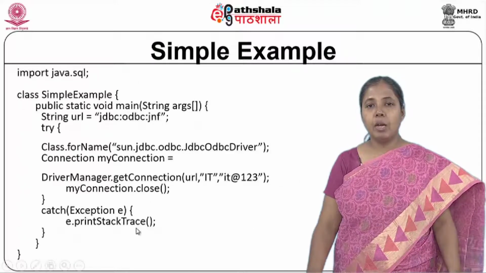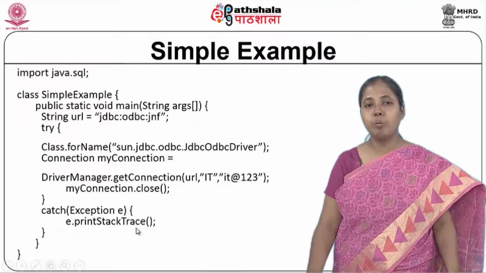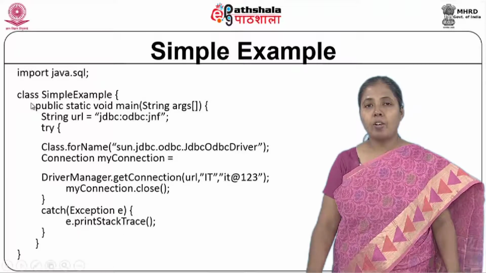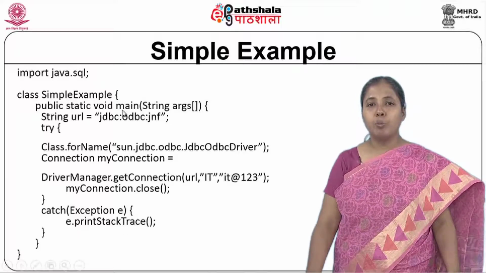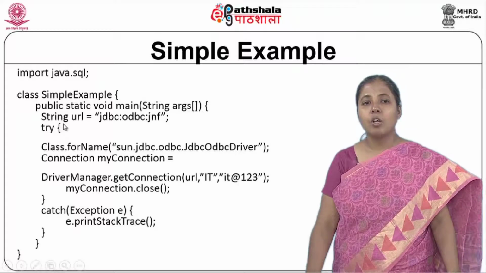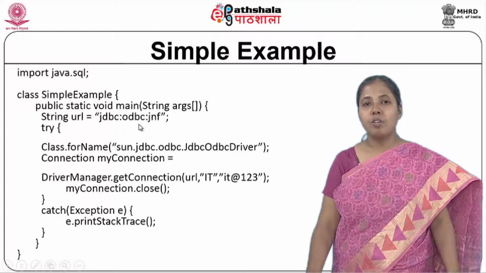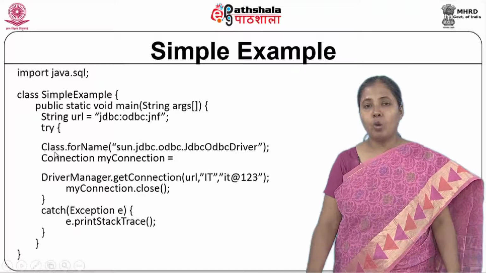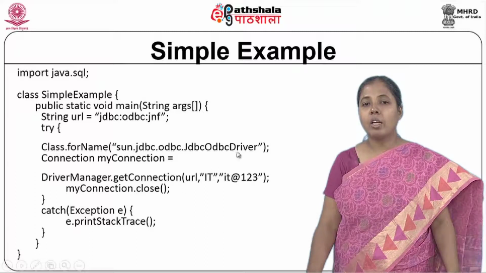So, this is a very simple example of how you start writing a JDBC program. You start by defining the class, then you put your main method. Within this, you first give the JDBC URL. Here it is given as jdbc:odbc:JNF, and now you have to load the driver. To load the driver, use Class.forName and give the driver.